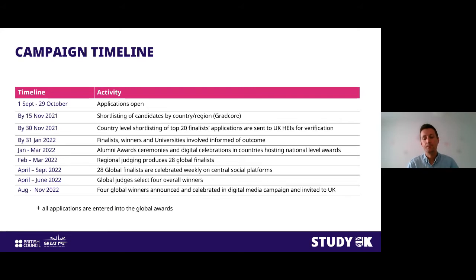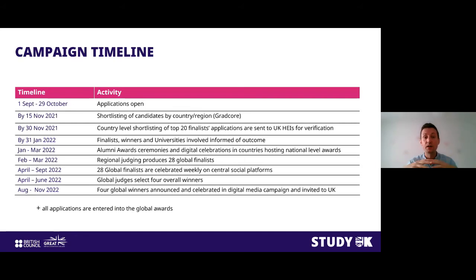So once you submit an application, we'll let you know what's happening by the very latest, will be the end of January 2022. So January to March 2022, that's when all of the country ceremonies will be happening. So we've got 19 in all this year. I've got a list of them on the next slide. But the vast majority of those will be happening between January and March 2022. And that's kind of where the country specific alumni awards part of the process ends.